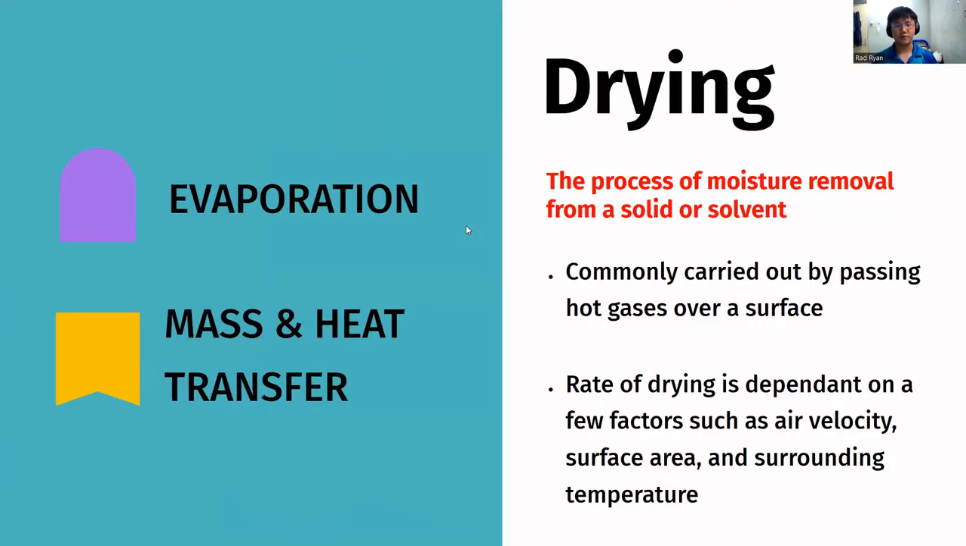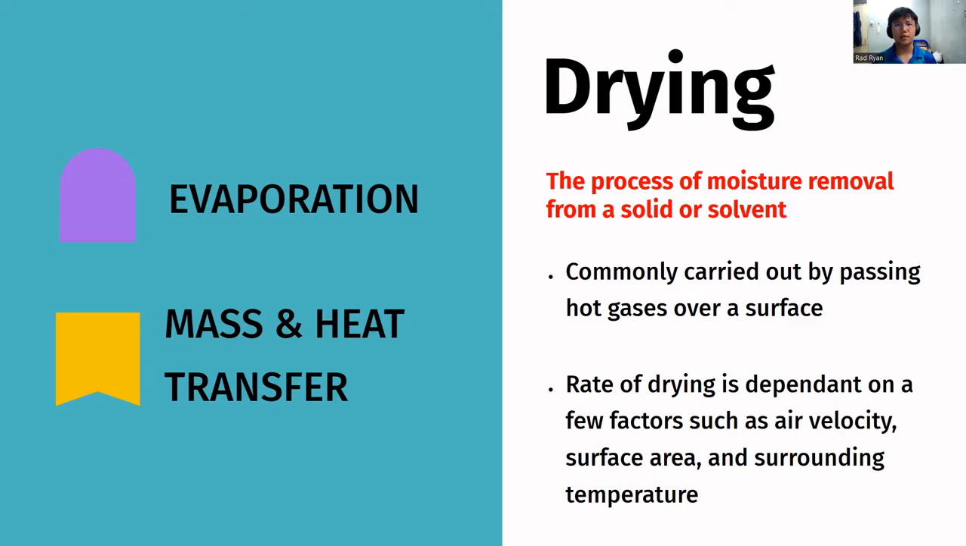In this experiment, we are focused on a concept called drying. So what actually is drying? Drying can be described as the process of moisture removal from a solid or solvent. Drying is also a very important process that is used in the industry because we would like to purify a solid material or a liquid solvent before it is being treated in further processing.